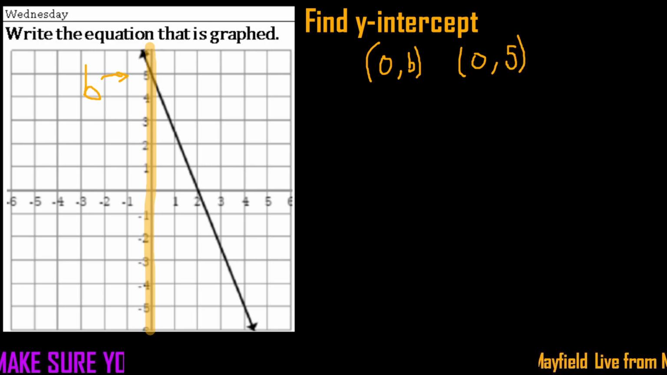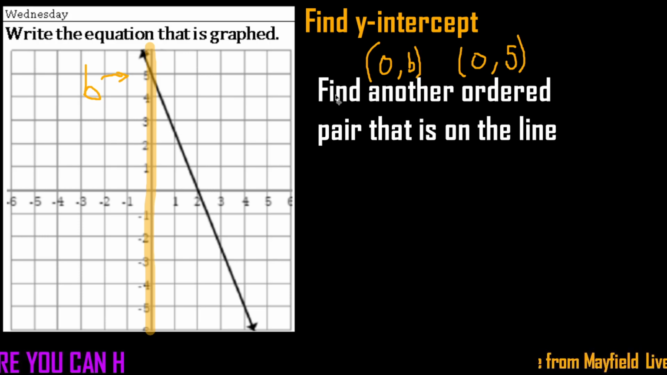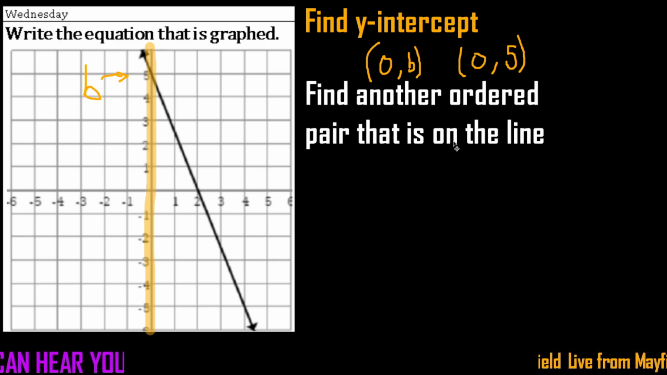So then after that, what can we do? Well, we want to find another ordered pair that is on that line. That means as you are looking at this line of our function, you want to kind of trace it and make sure it hits another ordered pair, so that way you can find the slope. So let's try doing that.